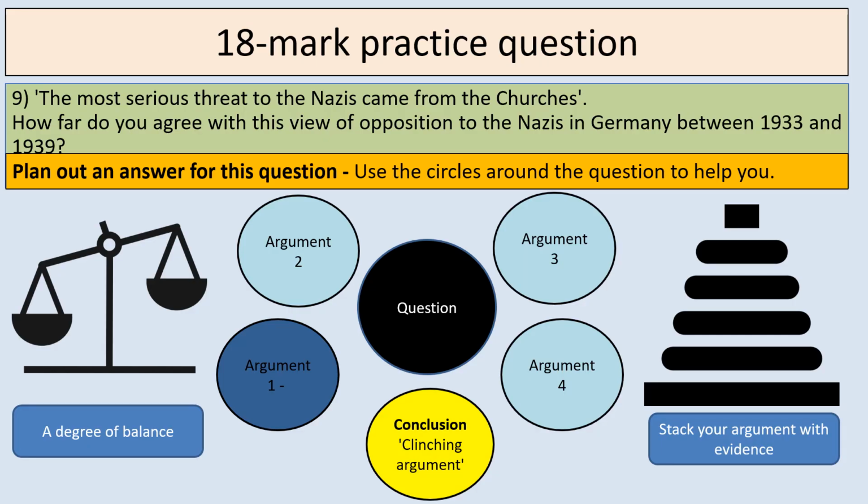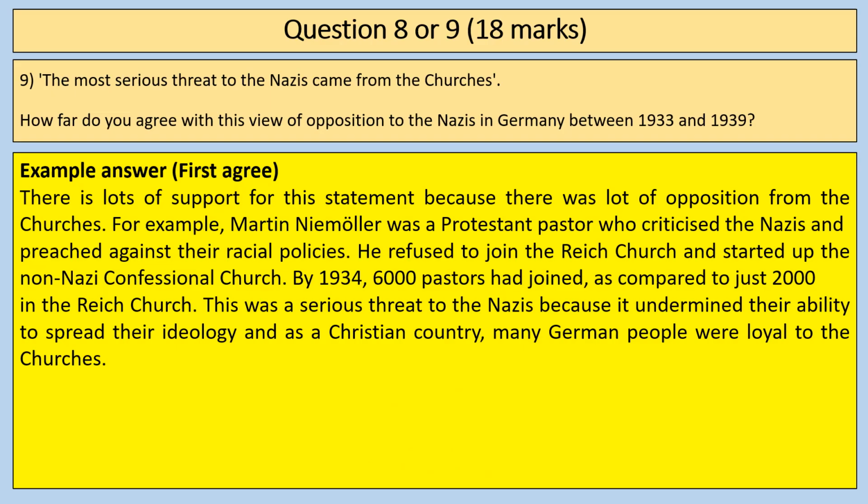So you're looking at this kind of structure, and again, you want to think about what your four key arguments are going to be, making sure you've got a degree of balance, so at least one of your arguments agrees and at least one of your arguments disagrees. Okay, so here's your first degree.